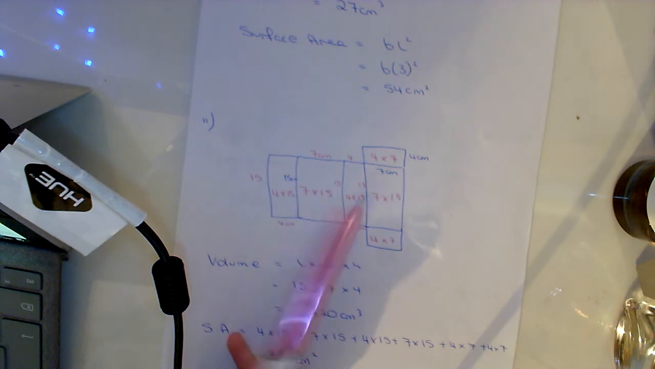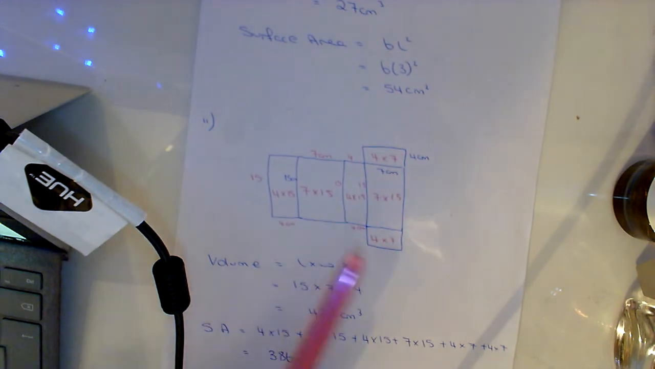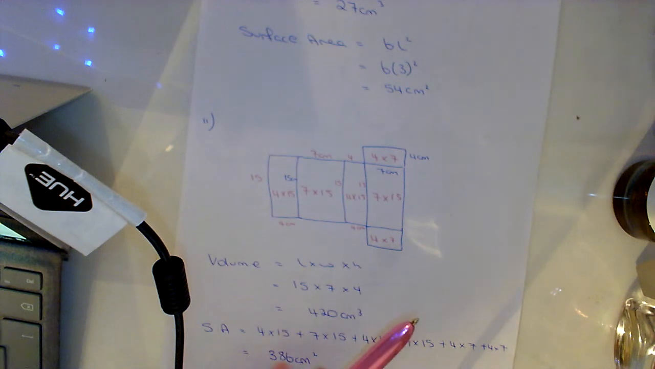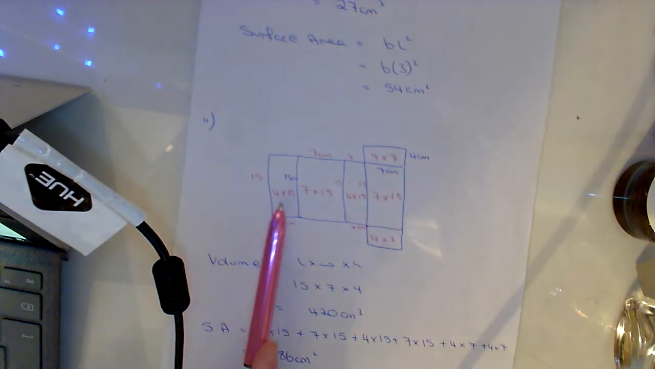I know these two sides are equal to one another, and I know these two sides are equal to one another. Okay, so my height really when I fold up that box is going to be 4. So this here is going to be 4 by 15. Because these are the same, it's also 4 by 15.